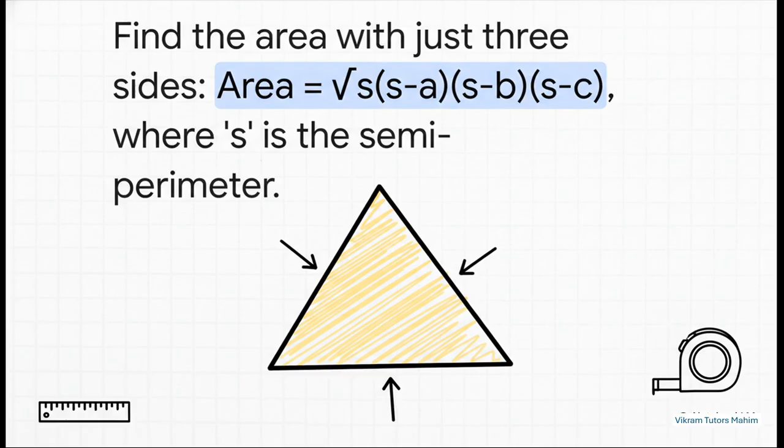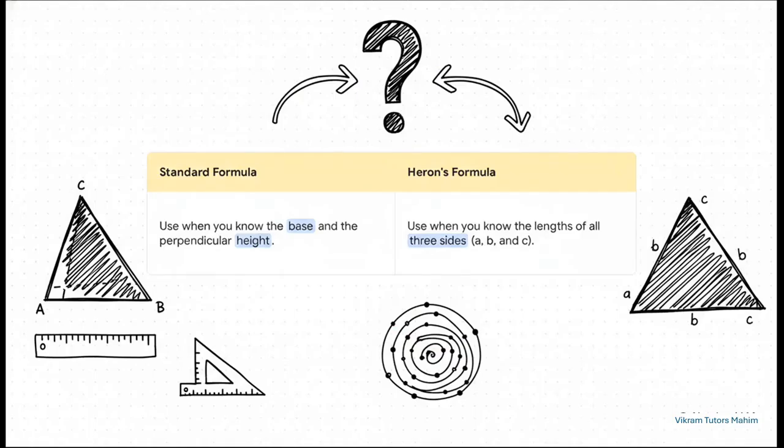That S in the formula is just the semiperimeter. You add the three sides together and divide by 2. It's an incredibly powerful tool for real-world situations. So let's just make this crystal clear. You've got two tools in your toolkit for triangles. Use the standard formula when you've got the base and the height. But when all you have are the three side lengths, Heron's formula is your absolute go-to. It's a perfect example of how in math, there's often more than one path to the right answer.